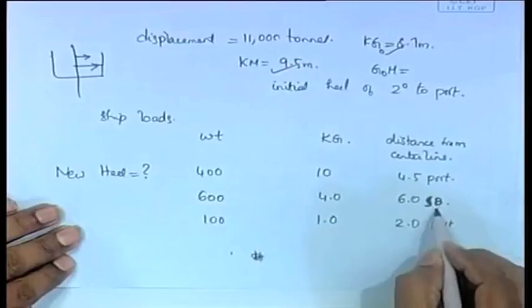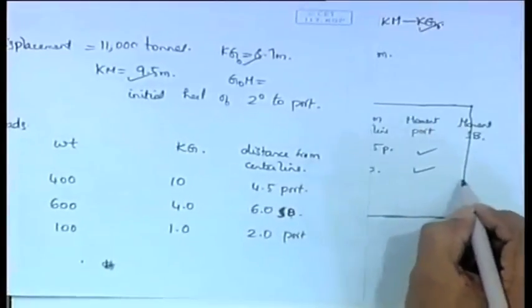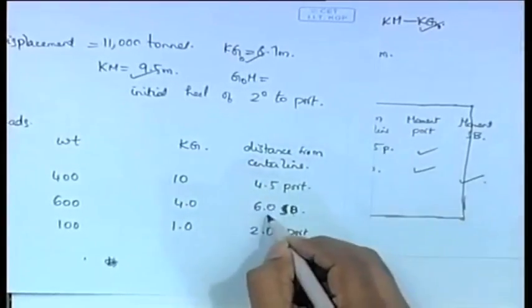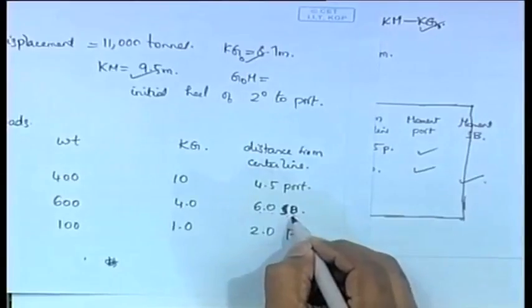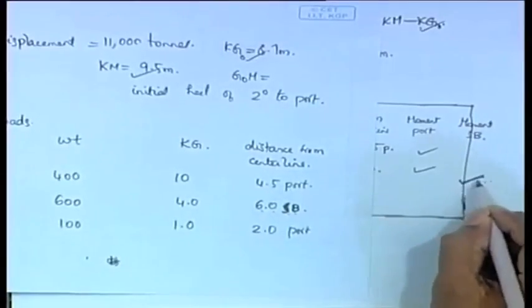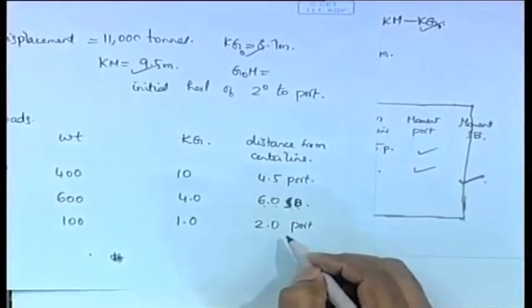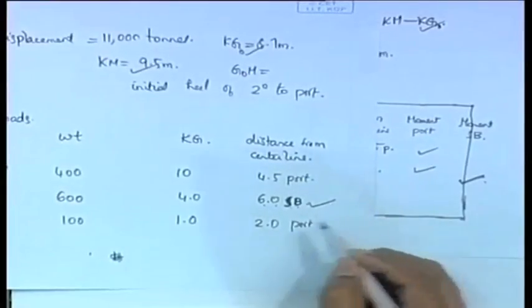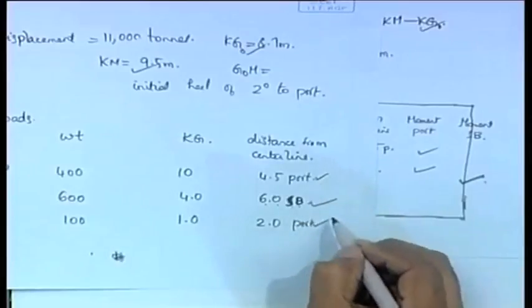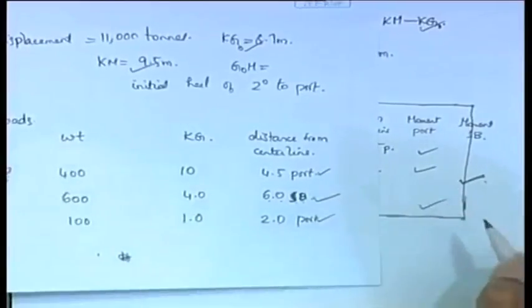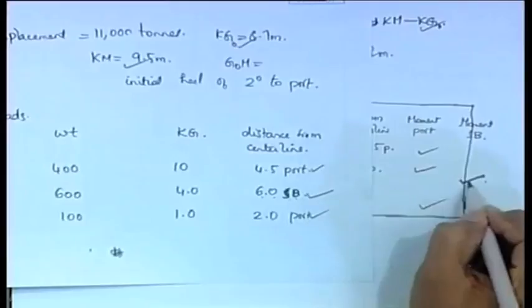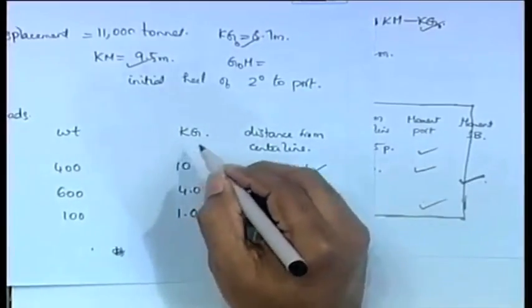This one is on the starboard side, so this will come here. The third one is 6 meters to the starboard side, so this will come here in the starboard part of the moment. I am saying this one, and these two are port, so these two will come here. Eventually you have such 1, 2, 3 and 1 for the whole ship.